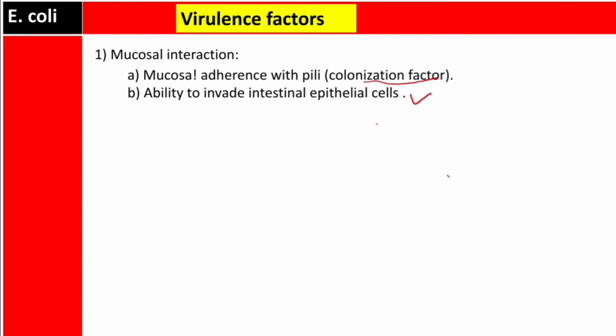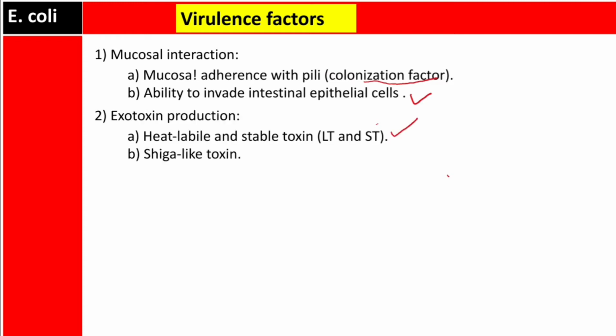The second point, toxin production. E. coli produces two kinds of toxin. The first one is the heat labile toxin and the heat stable toxin, LT and ST. The next group is Shigella-like toxin. It's more like a Shigella toxin. We'll talk about Shigella later, but this toxin is very important.